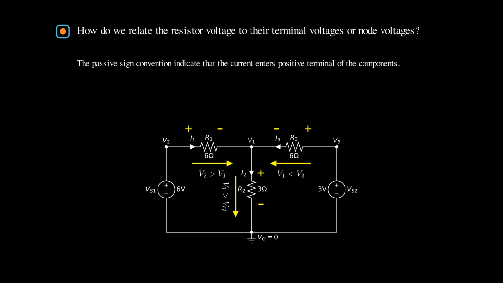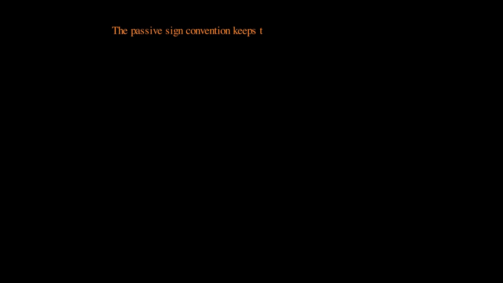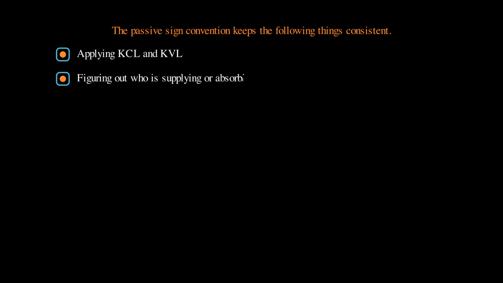It is noted that you do not need to label polarities when you use nodal analysis. The polarities are labeled here for demonstration purposes. The passive sign convention is very important, so let me explain it a bit further. Using the passive sign convention keeps the following things consistent. Number 1, it makes writing KCL and KVL consistent. Number 2, it can be used to figure out who's supplying or absorbing power. The second point needs a separate treatment. Now let us focus on KCL and KVL.